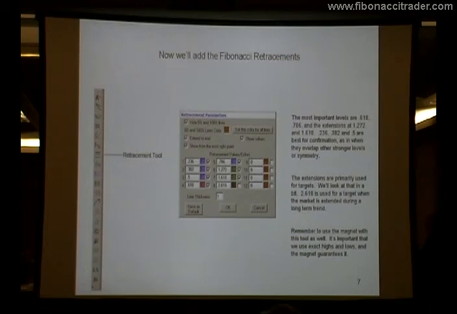In other words, it's going to be much more important to me to see that 618. The 618 is a very important retracement level. And the 1.272 and the 1.618 are the extensions. Those are generally for targets. So I want those to stand out as well. And don't worry if that doesn't make sense that I'm saying they're for targets because I'll have plenty of examples.